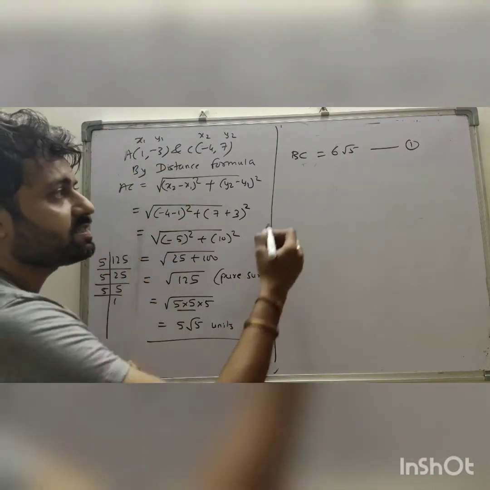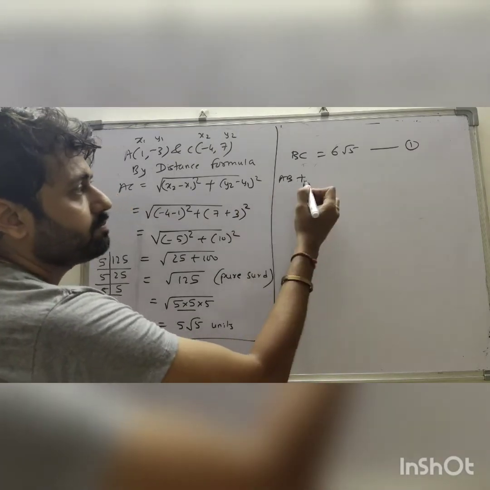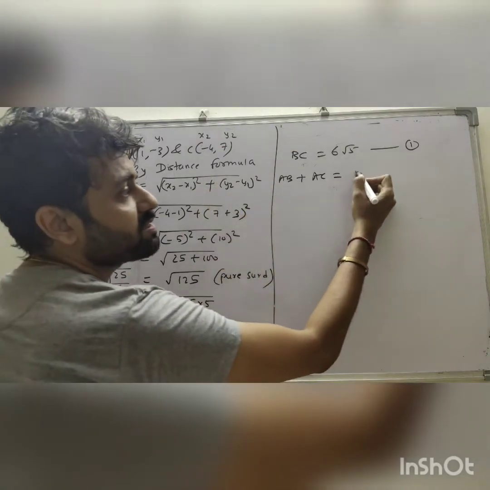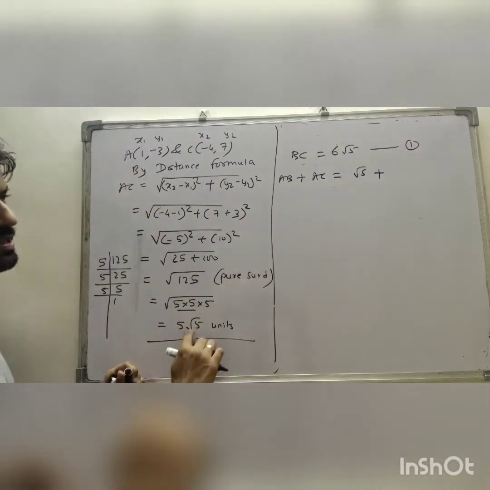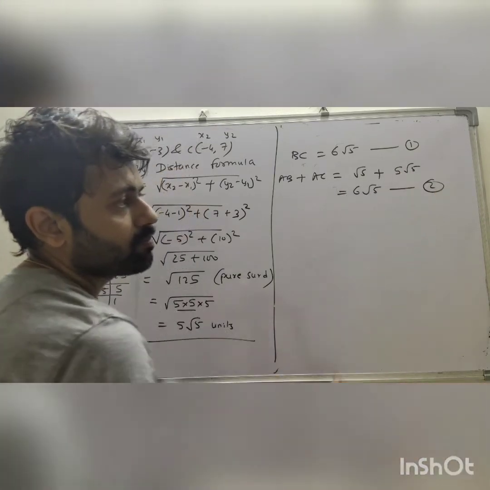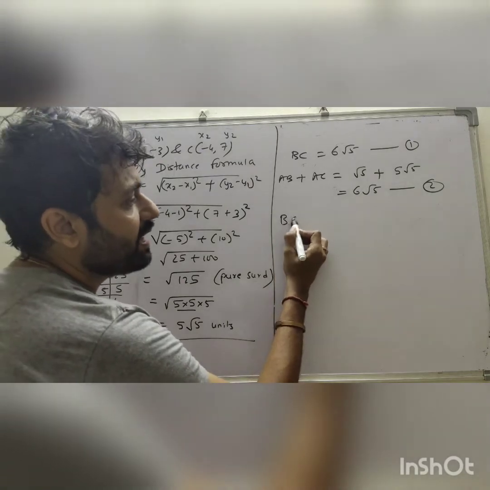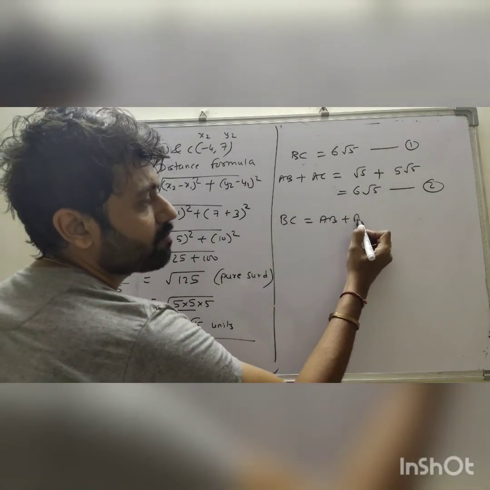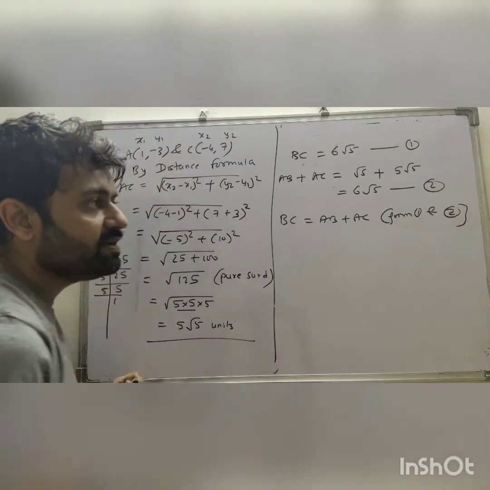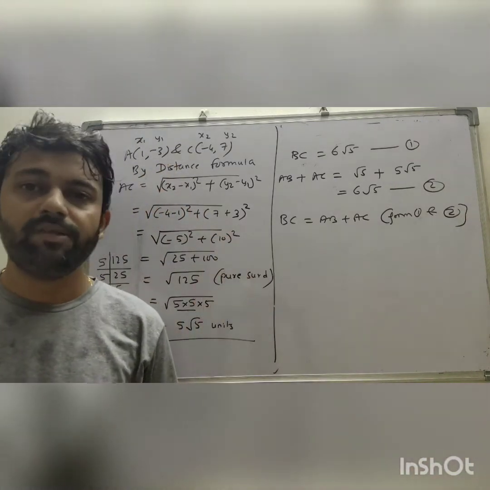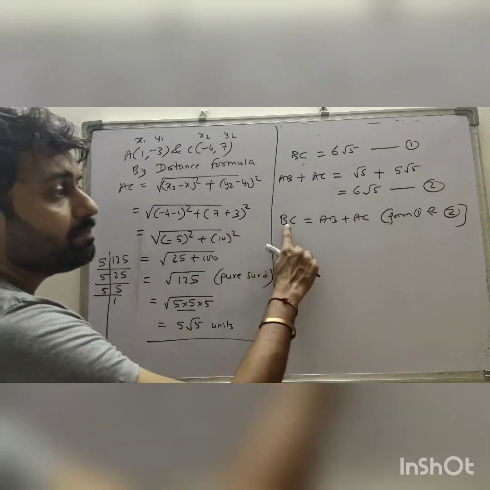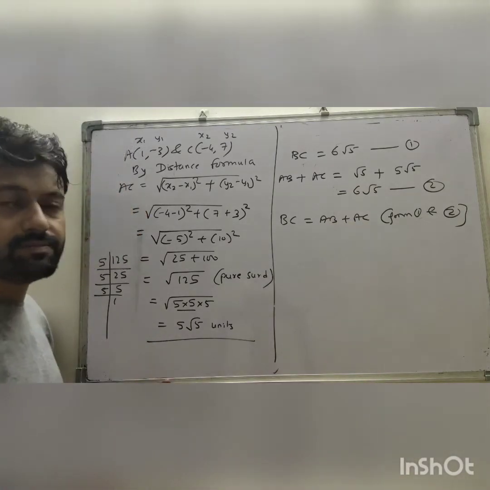2 छोटे डिस्टेंसेस AB और AC उन दोनों को ऐड करने का. AB का डिस्टेंस था root 5. AC का डिस्टेंस है 5 root 5 and you get 6 root 5, number 2. So we discover from 1 and 2 that बड़ा is equal to छोटा plus छोटा, and when it comes equal, we see that BC is equal to AB plus AC.